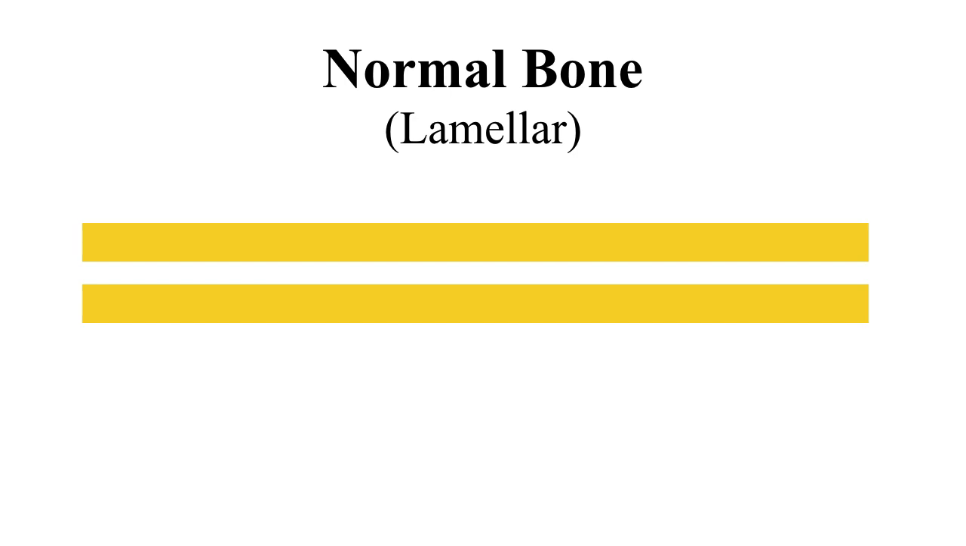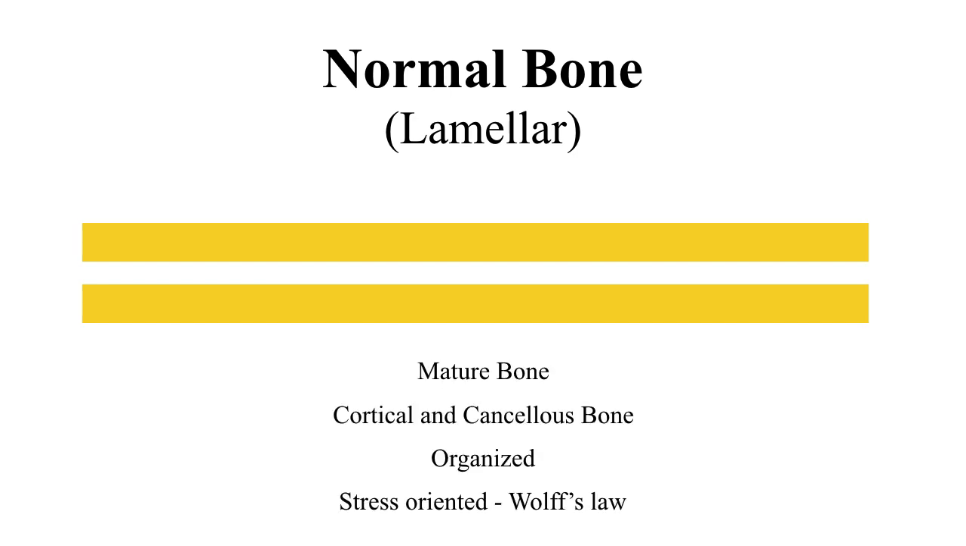Normal bone is a lamellar bone. As we all know, there are two types of bones. One is lamellar bone and the second one is woven bone. Lamellar bone is a mature bone. It is seen in most of the cortical and cancellous bones. It is organized and well arranged, and the orientation is according to the stresses it received based on Wolff's law.